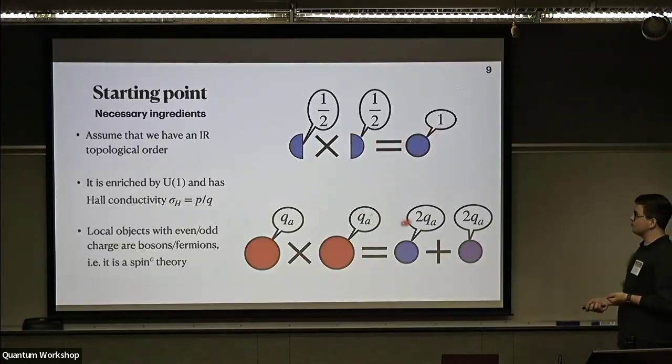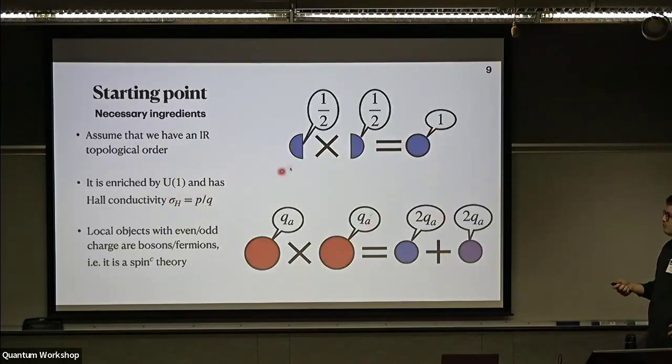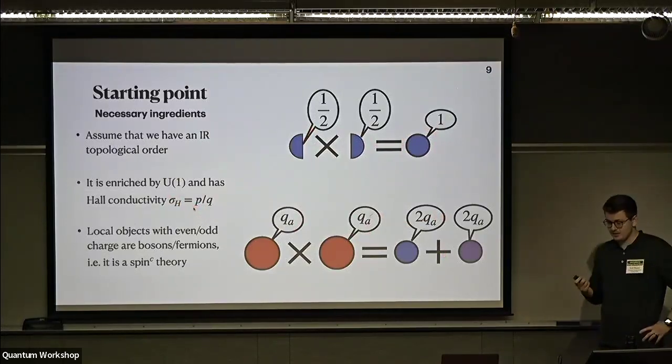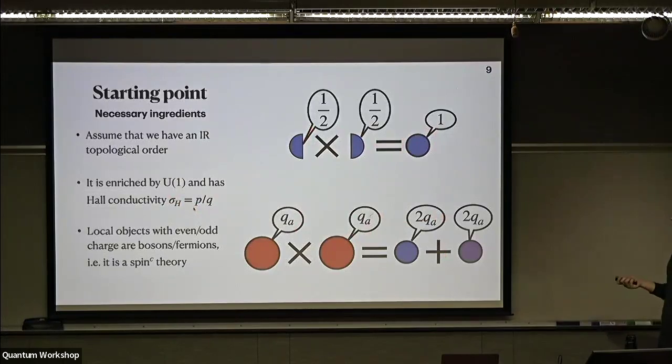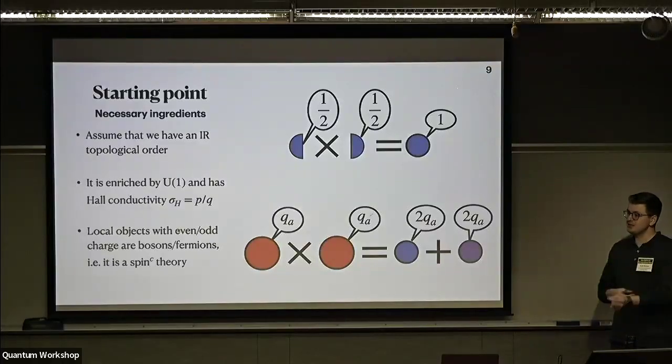The same will be true for non-abelian. I need my charges to respect this fusion. So that's what I mean when I say I enrich by U(1). And I'll also require that I have the Hall conductivity that I've observed in a system. So this last requirement is called formally a spin-C theory, but hopefully this is straightforward just from thinking of building your system with electrons.